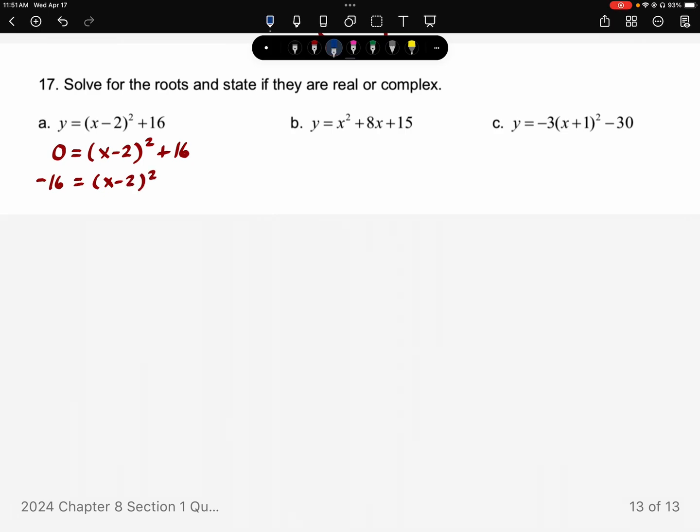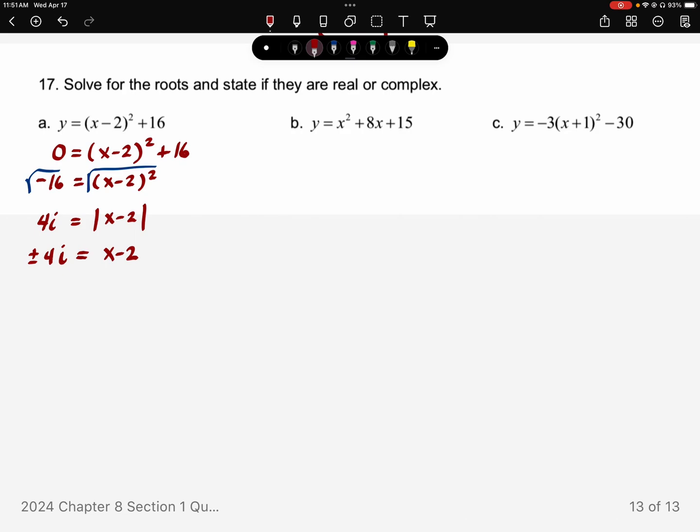Now we're going to undo the square by taking the square root of each side. Since we're taking the square root of a negative, this is when we used to say no solution. Now we're going to say this is going to be 4i. On the other side, we have the absolute value of x minus 2. And remember, that means that x minus 2 has to equal positive or negative 4i.